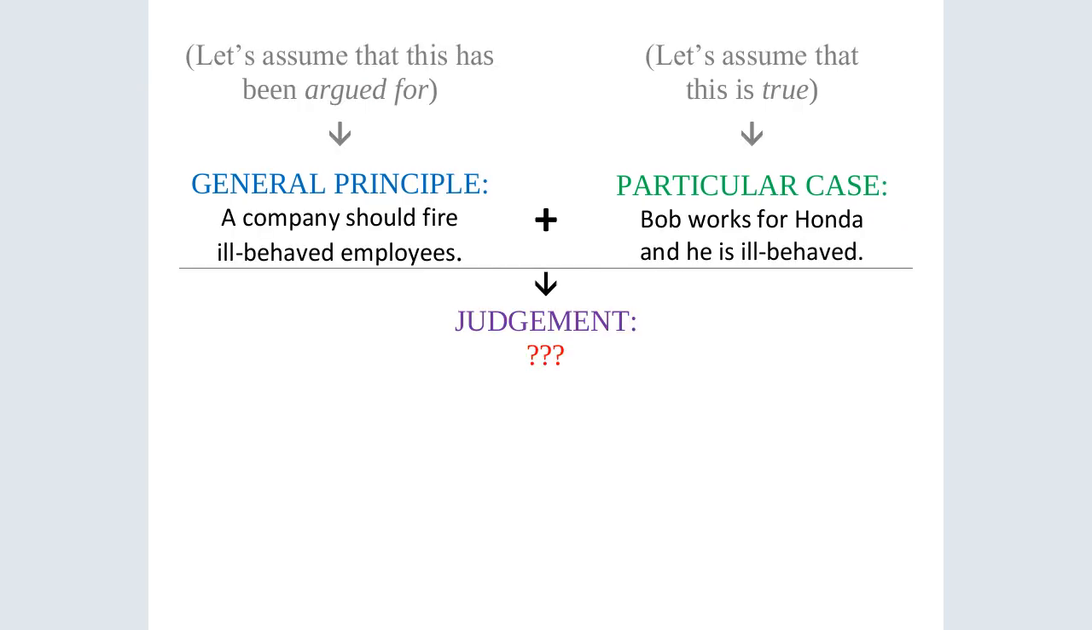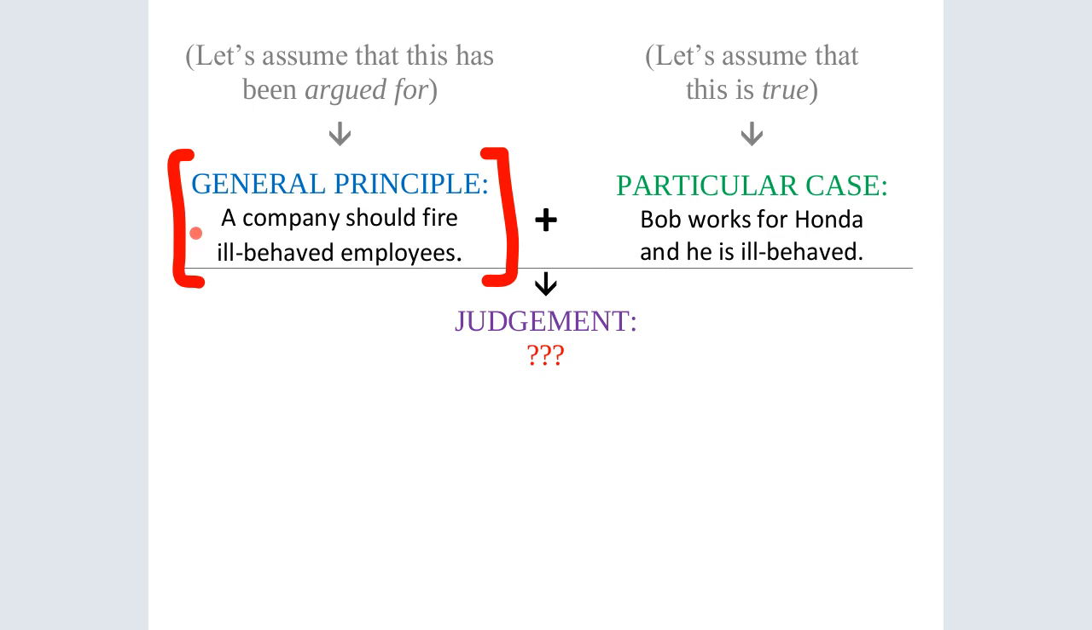Let's look at a concrete example now. Here's a general principle. A company should fire ill-behaved employees. Now notice the wording here. A company. Which company? Doesn't say. It doesn't specify. And that's the point, right? So this can address any company. Should fire ill-behaved employees. What sort of ill behavior? Well, doesn't specify. Who's the employee? Doesn't mention. Just an employee. So any of the employees, right? So this is picking out a lot of things. A company should fire ill-behaved employees.